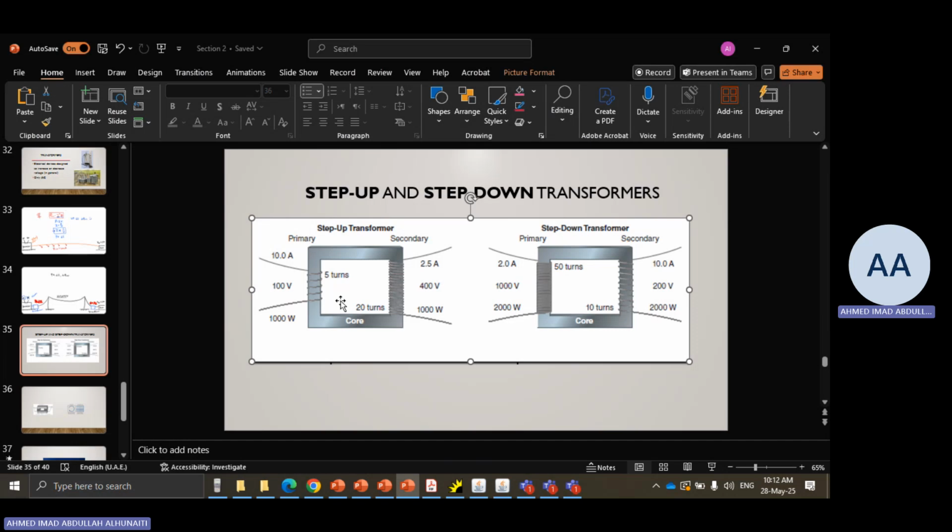We have a shared core, and we have two ends of the transformer: a coil here known as a primary side, and a coil here known as a secondary side. This is shared between the two.